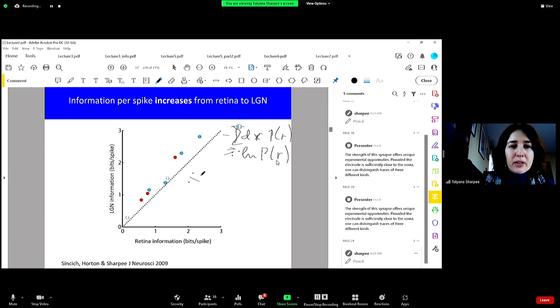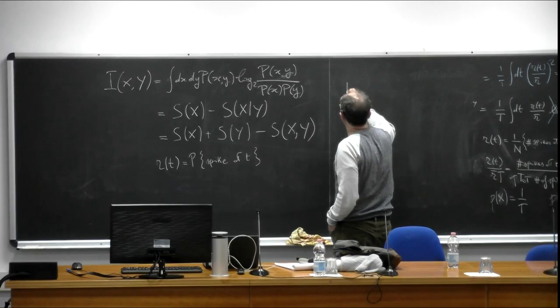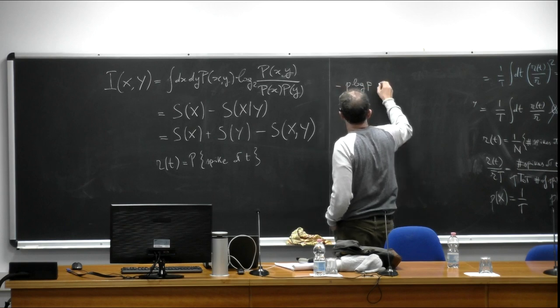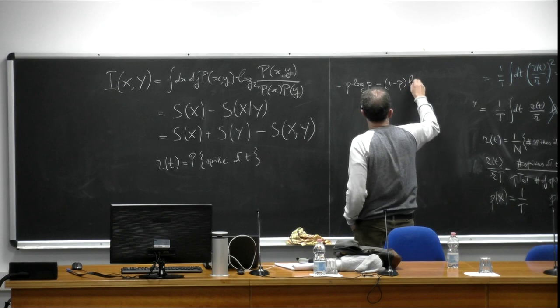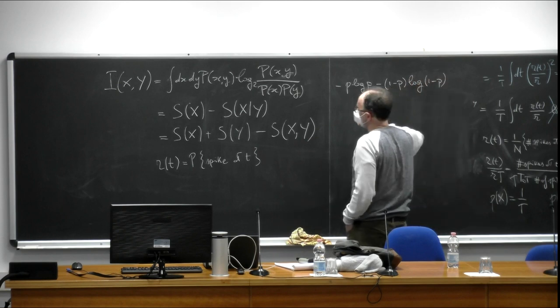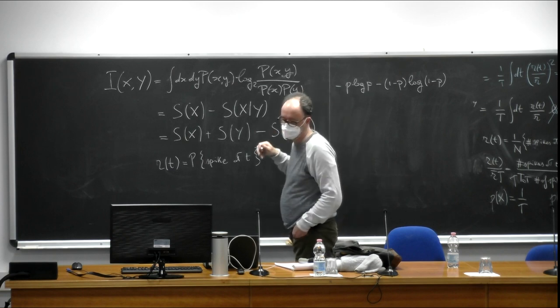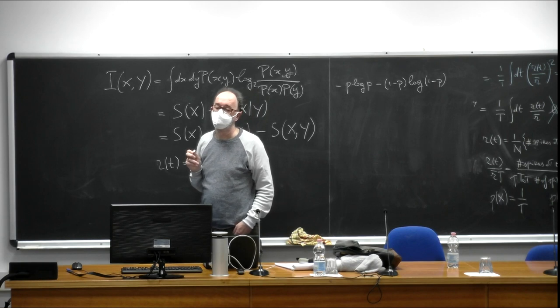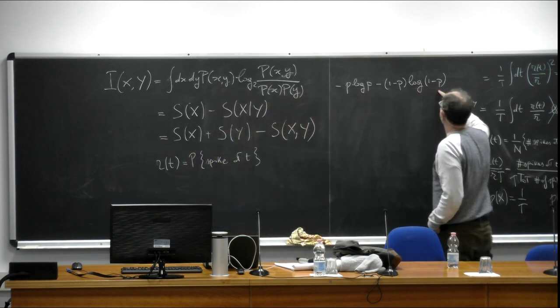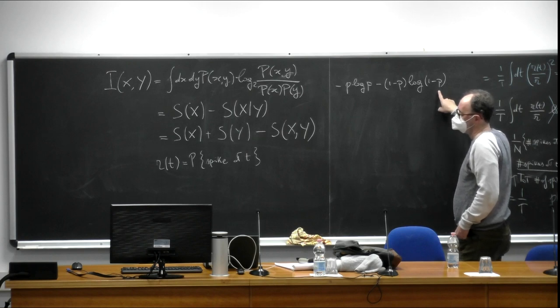Maybe Mateo, you can do a better job, write it on the board here. So I need minus p log p minus 1 minus p log 1 minus p. Okay, so something quick. Yeah, I hear that the information transmission is not reliable, but I think it should be minus p log p, yeah, like that, minus 1 minus p log 1 minus p. So this is the entropy of the neural response.